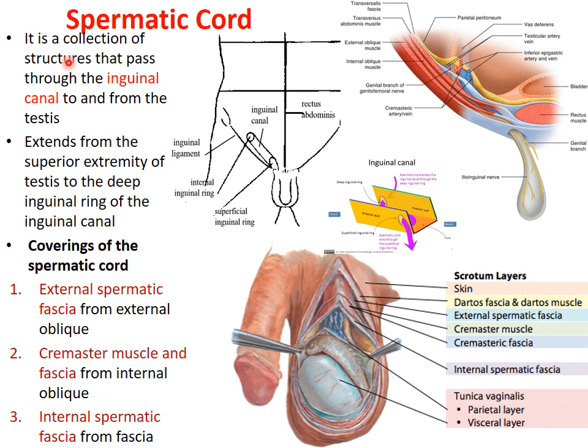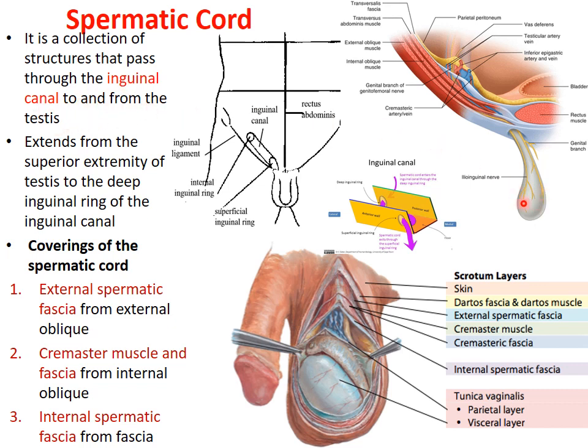Now come to the text. It is a collection of structures. The spermatic cord. Now he is talking about the spermatic cord. From where to where? Above the testis to the abdominal wall. This is the cord, the spermatic cord. It's a collection of structures that passes through the inguinal canal to and from the testis.